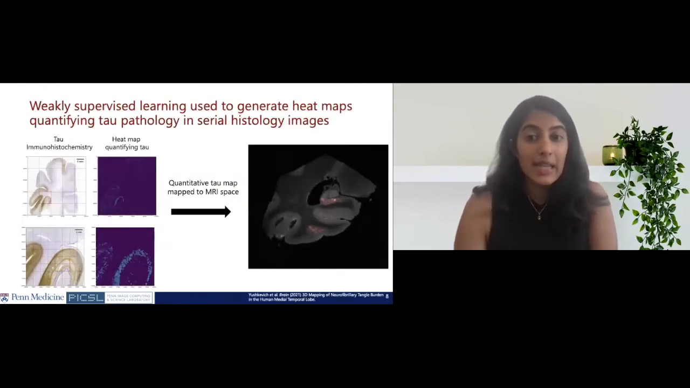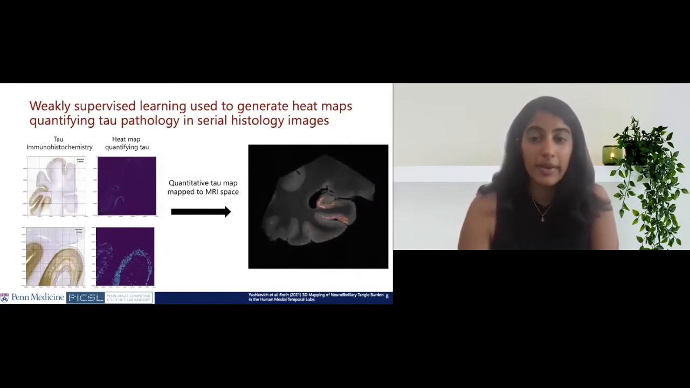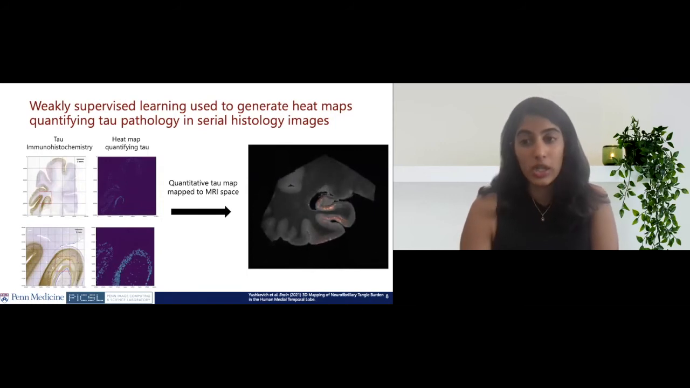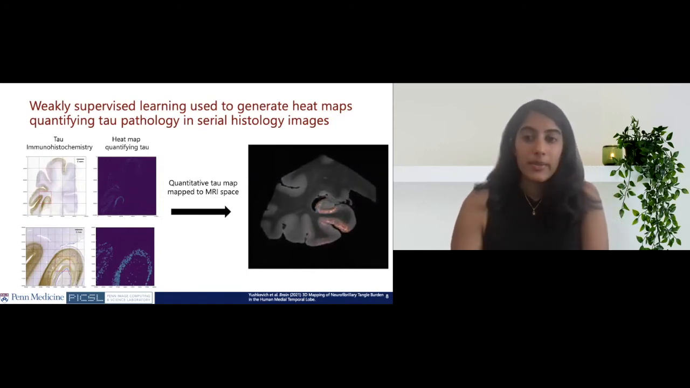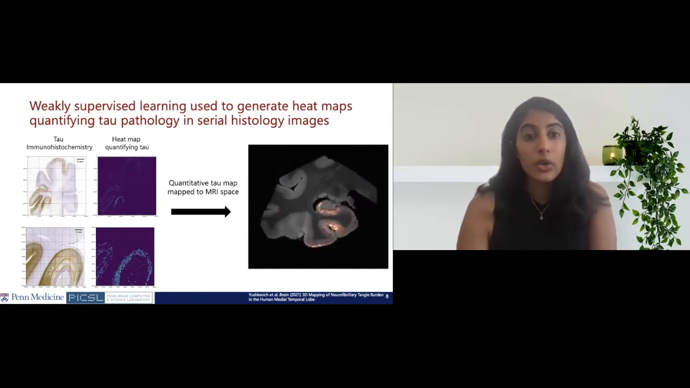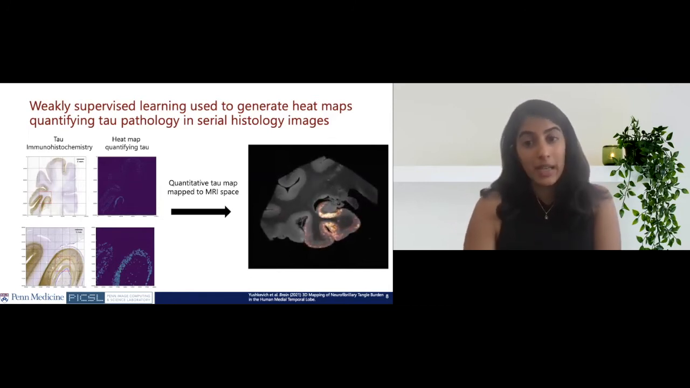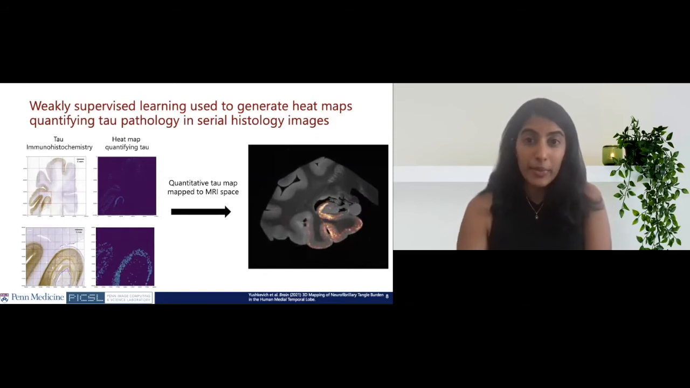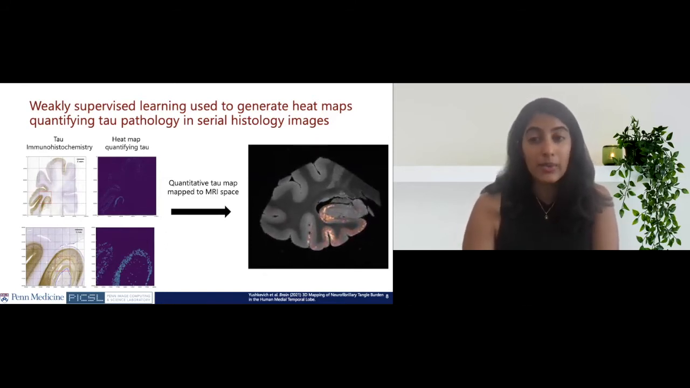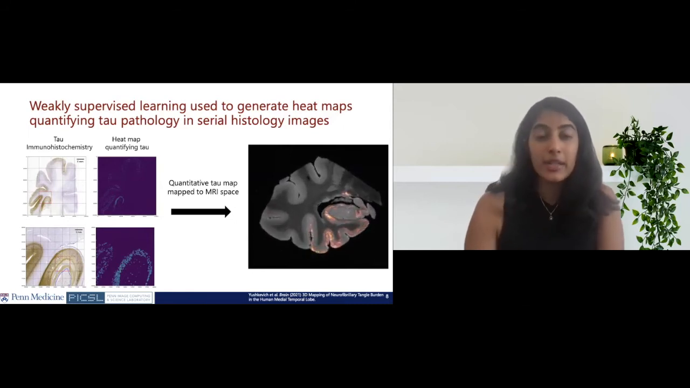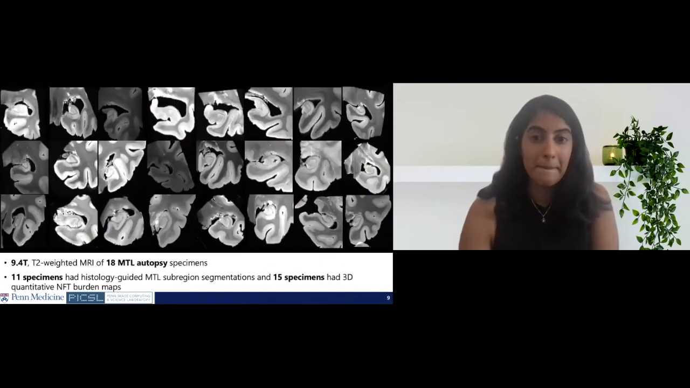Additionally, using the scanned tau immunohistochemistry sections, we have developed a method to generate heat maps quantifying the severity of tau burden in a histology image using a weakly supervised deep learning technique. The video on the right shows a heat map quantifying tau co-registered and overlaid on the corresponding MRI scan. The automated NFT burden measures generated by the network were shown to be consistent with manual NFT counts and semi-quantitative ratings of NFT severity provided by an expert neuropathologist.